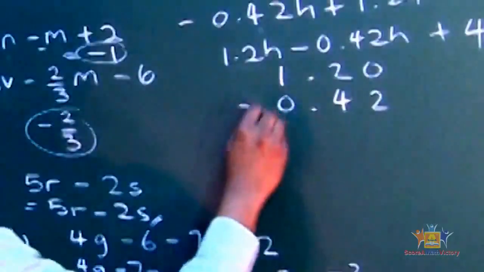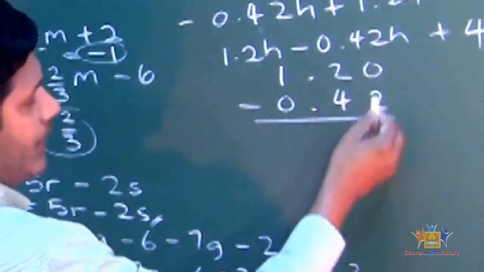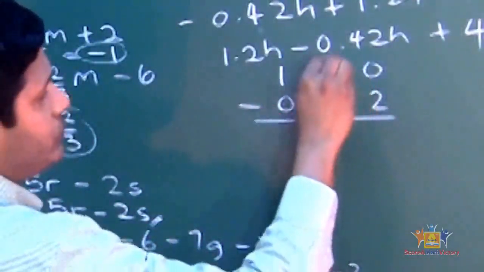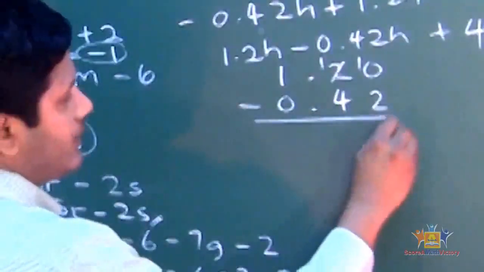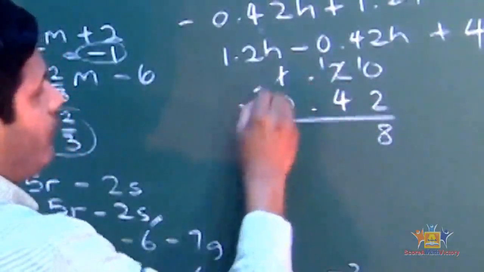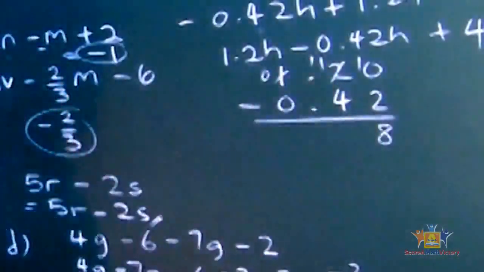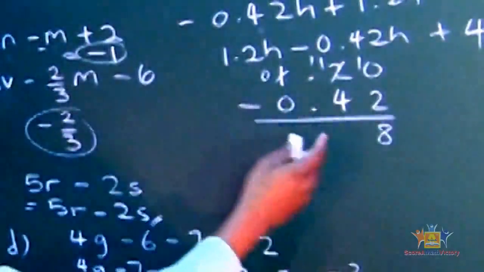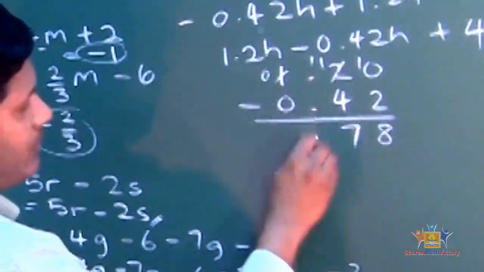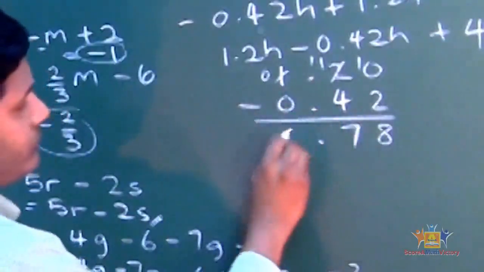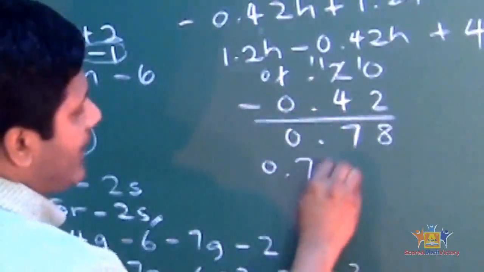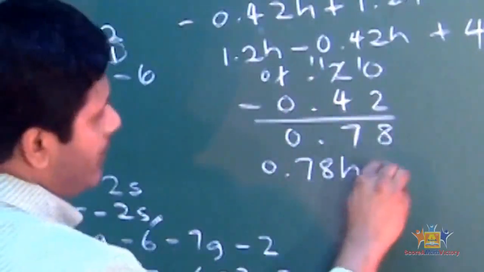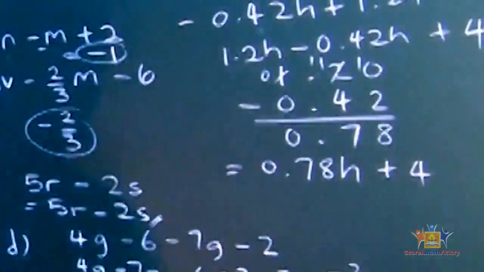Okay, now I'm going to subtract. I cannot subtract 0 minus 2. I borrow from 2, 2 becomes 1, 0 becomes 10. 10 minus 2 is 8. 1 minus 4, I can't, so I borrow from 1, this one becomes 0, 1 becomes 11. 11 minus 4 is 7. See the decimal, bring it straight down. 0 minus 0 is 0. So that gives me 0.78h plus 4. That's my final answer.